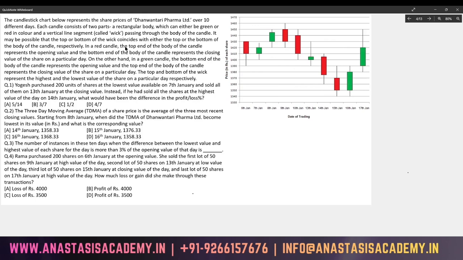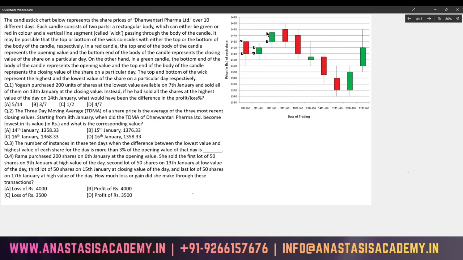In a red candle, the top end of the body of the candle represents the opening value, and the bottom end of the body of the candle represents the closing value of the share of a particular day. Now, this is standard in candle wick charts. If it is red, the opening price is higher. This is opening, this is closing. But if it is green, the opening is lower, the closing is higher.